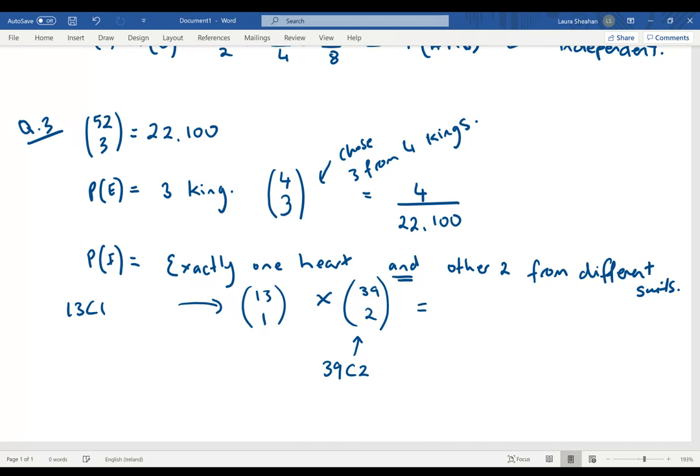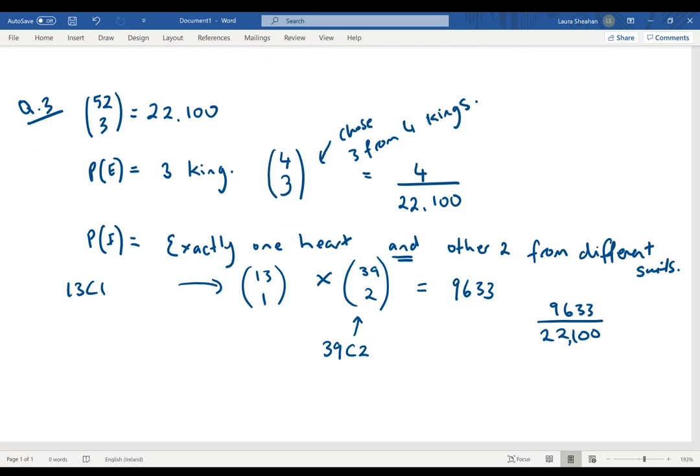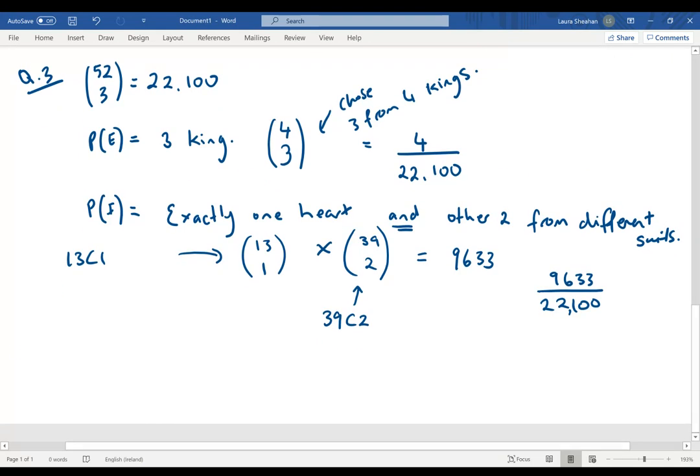Okay, multiply those 2 outcomes and you'll get 9,633. And you're thinking this is going to be quite a big outcome, because you're allowed to pick completely any 2 other cards that are not a heart, and you're choosing one of 13 hearts. So that makes 9,633 over 22,100.